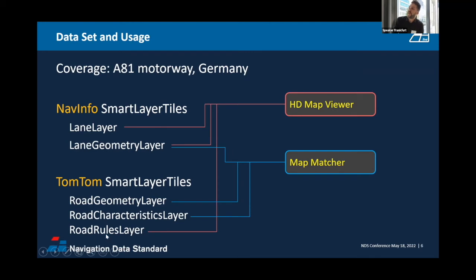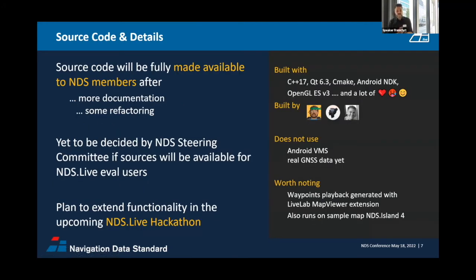And the road rules layer, there's where the actual speed limit resides. That is then used by the map viewer to simply show us, okay, here's a speed limit, display it. And yeah, some details on what we're gonna do with it later on.